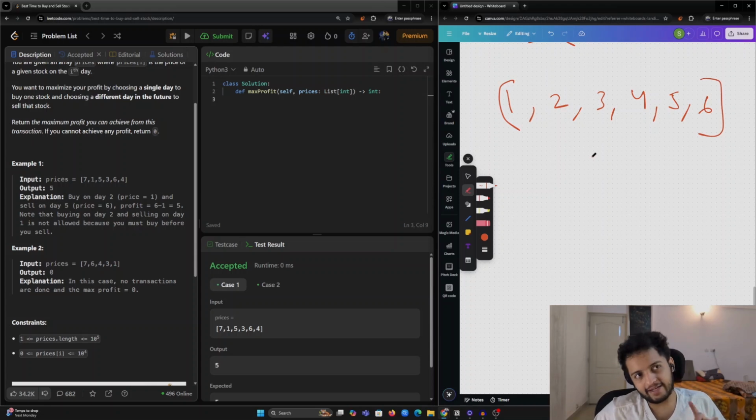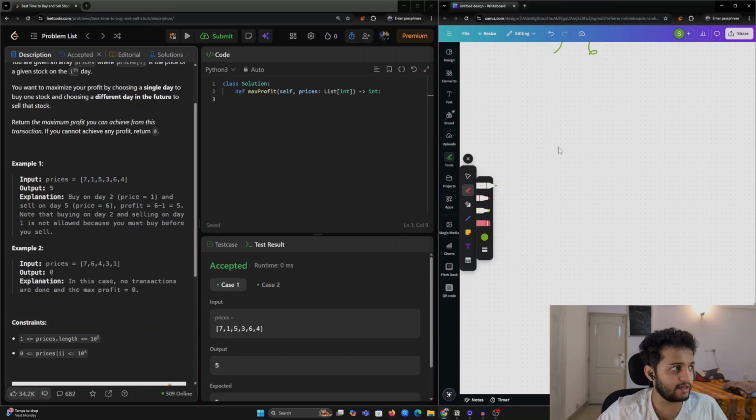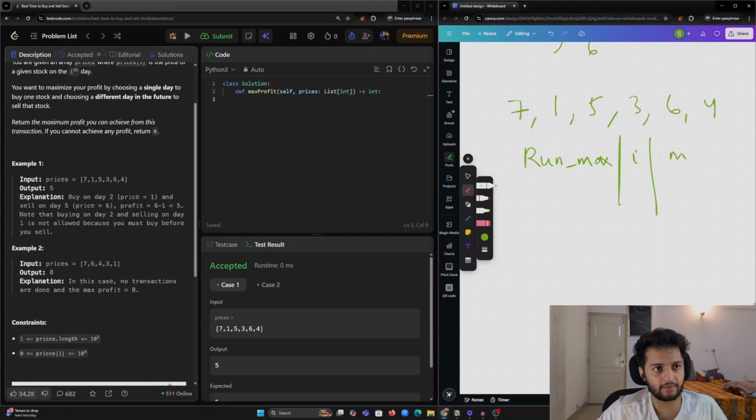So to tackle our problem, we can iterate from the back. We will keep maintaining a running maximum, and this will help us get the suffix maximum very quickly. Let's try to solve this one using a proper dry run. This will be our running max. This is our ith index, and this is our max profit.